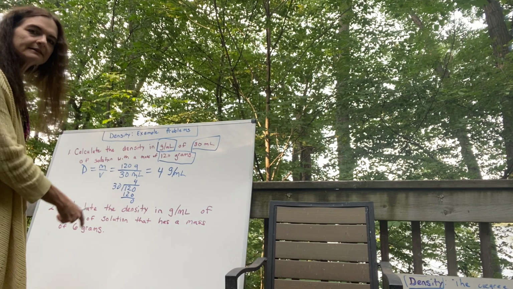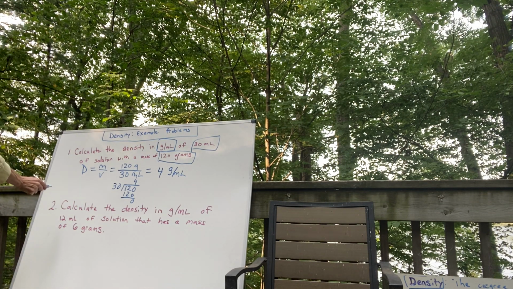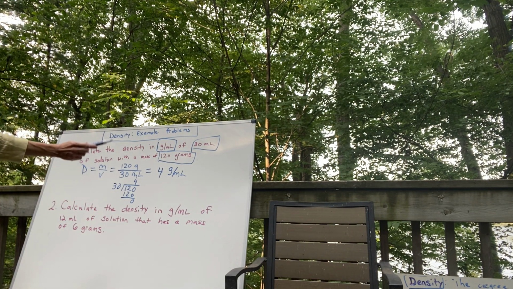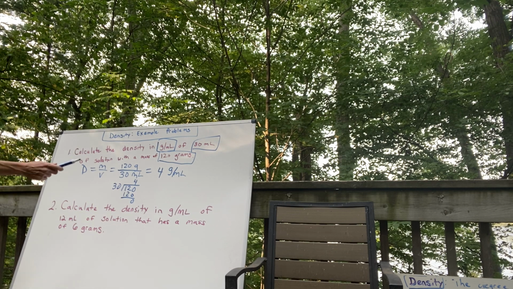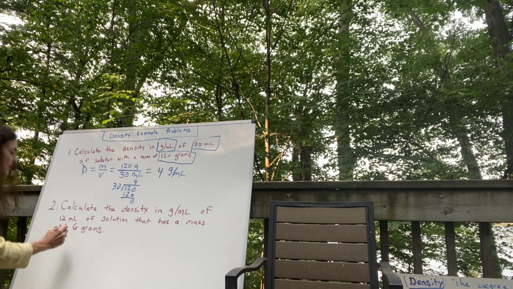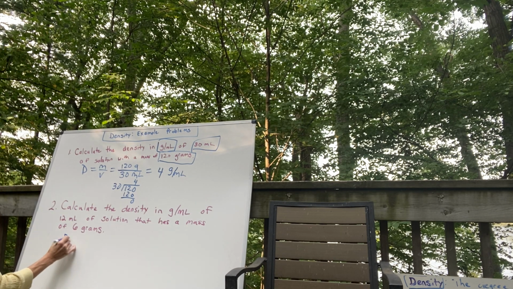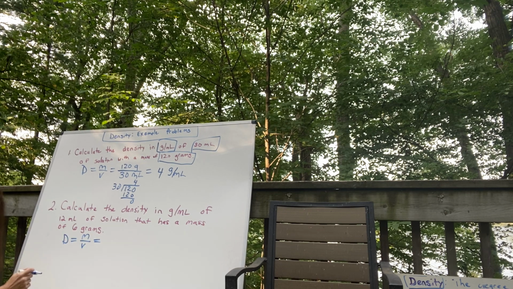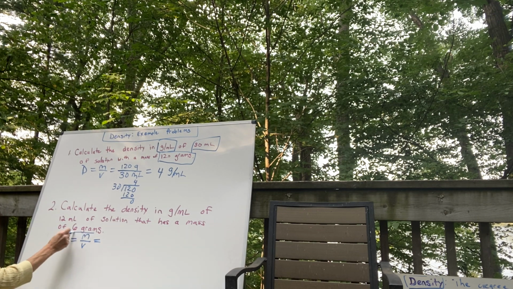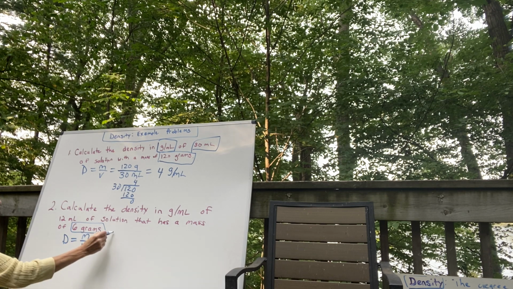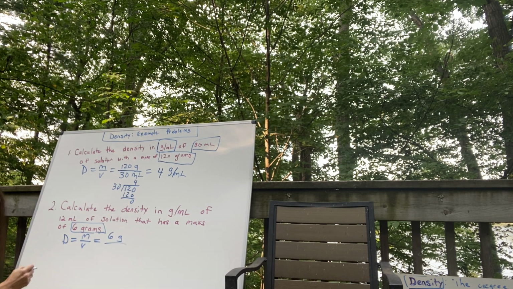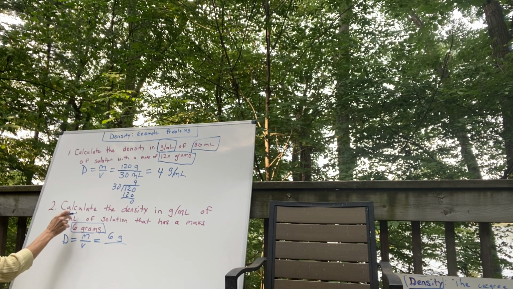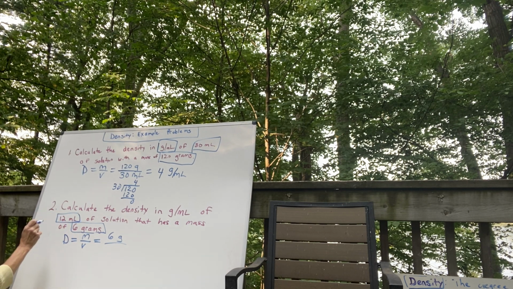Okay, the next one, hopefully you can see this. It says calculate the density in grams per milliliter of 12 milliliters of solution that has a mass of 6 grams. Okay, so again, we write out the formula, density equals mass divided by volume. Here we're identifying the mass. We know it's the one that's in grams, right? The 6. So the mass equals 6 g for grams over, where is the volume? It's right here. It's in milliliters.